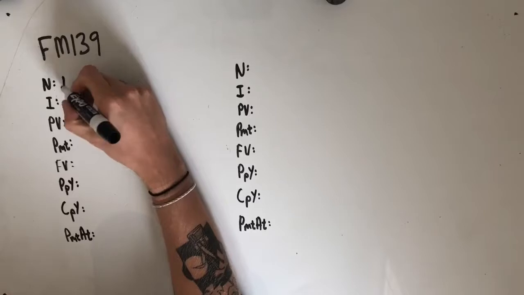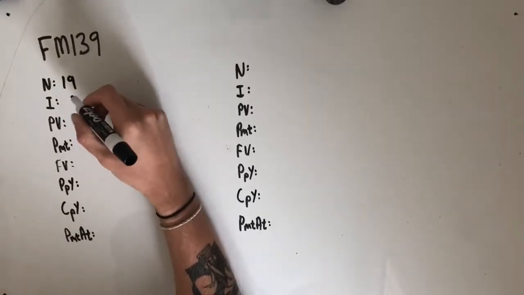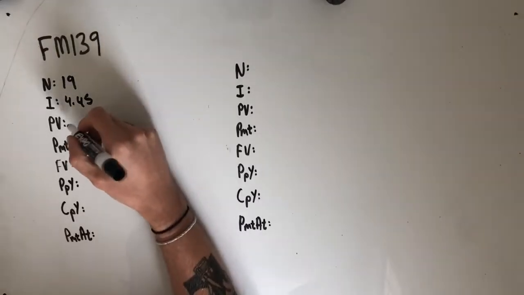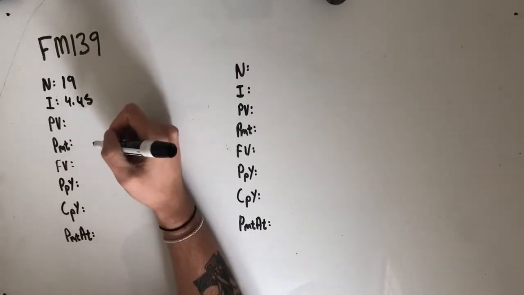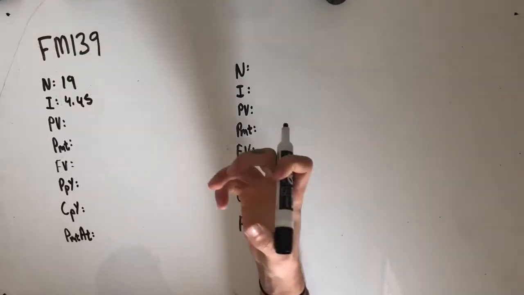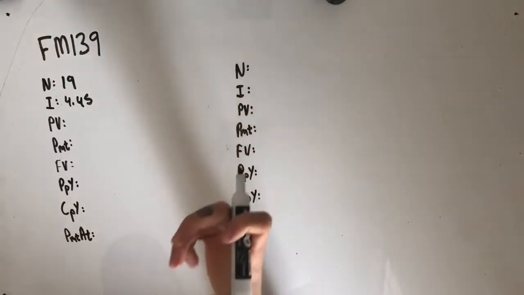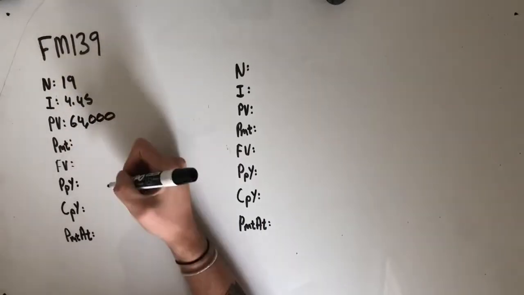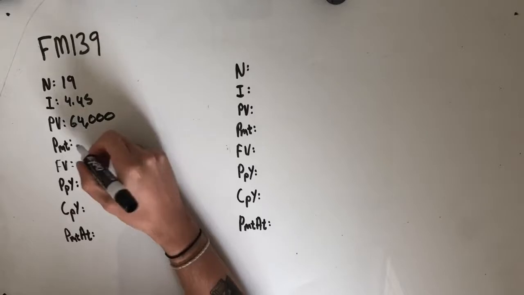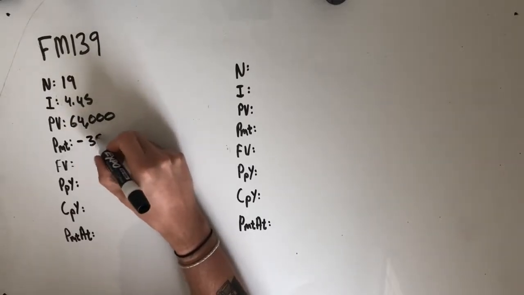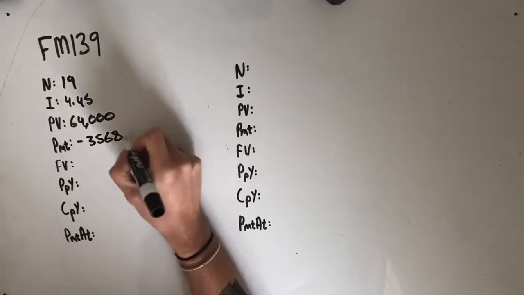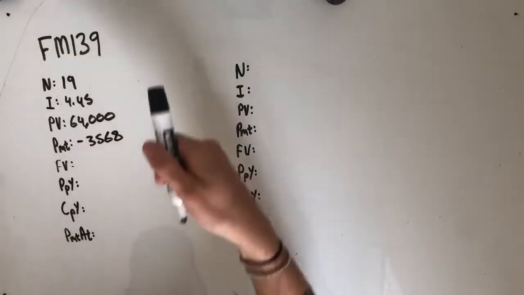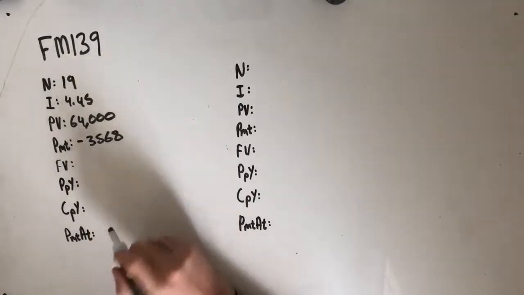So the first one, we know we're going to be making 19 payments. Interest is going to be 4.45%. And the present value, now Christian's borrowed $64,000. It means he has that $64,000 to do with as he pleases. So that's going to be a positive $64,000. The payments, we know that he's making payments of $3,568 back on that loan. So that's a negative $3,568 because he's giving someone else that money to facilitate this loan.